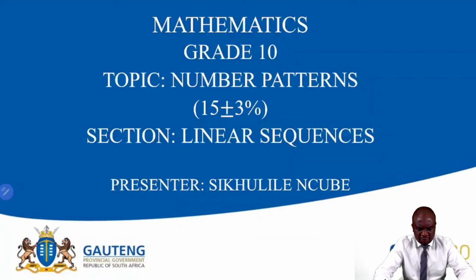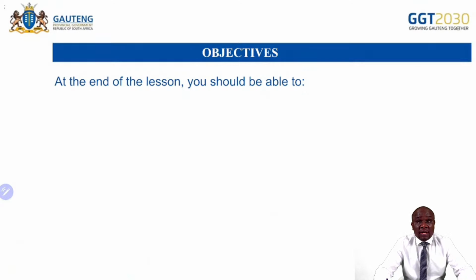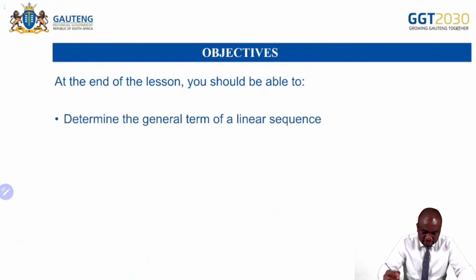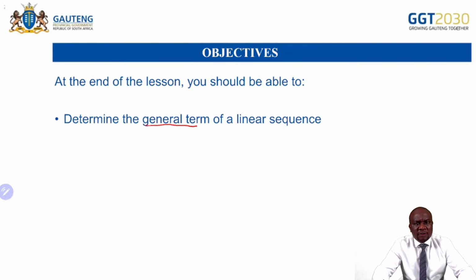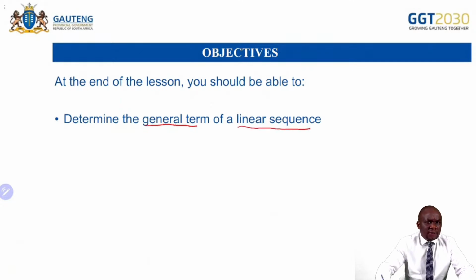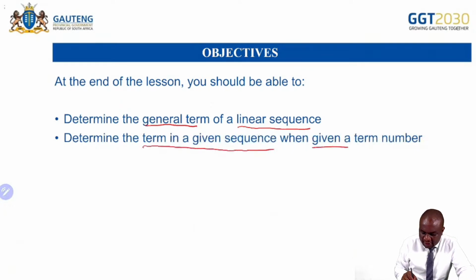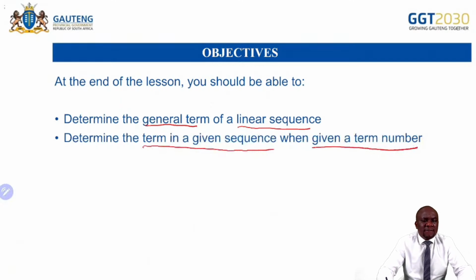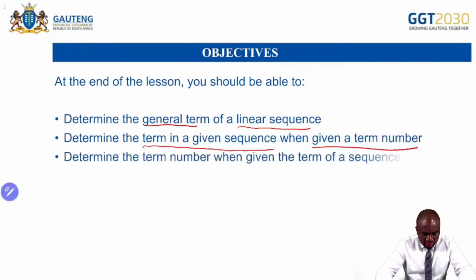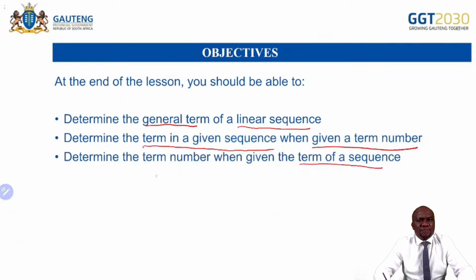Right, let's look at the objectives of the lesson. At the end of the lesson, you should be able to determine the general term. What is the general term? Tn, the nth term of a linear sequence. We're going to learn how to find the general term for a linear sequence. What else? We're going to find the term in a given sequence when given a term number. When given a term number, how do we find the term in the given sequence? And then we're going to determine the term number when given the term in the sequence.